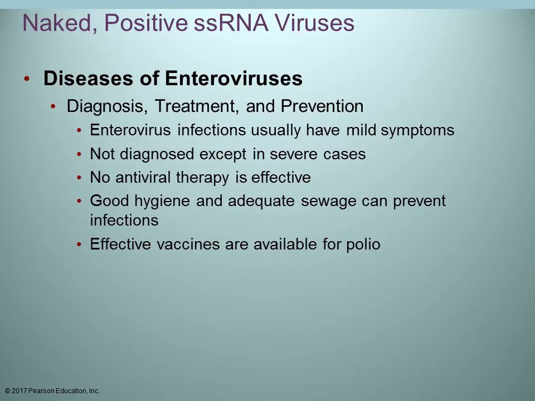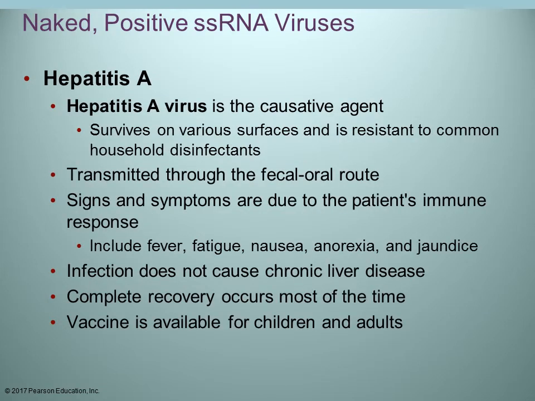As I said earlier, usually the infections are going to have mild symptoms. It's usually not diagnosed unless it is a severe case such as meningitis. This whole chapter is dealing with viruses, so there's not always treatment for viruses. In this case, there is none. Just good hygiene, good sewage treatment, as I said. There are some vaccines that are effective for polio, but not necessarily some of the other viruses. We're still talking about the positive single-stranded RNA viruses without envelopes. Hepatitis A.